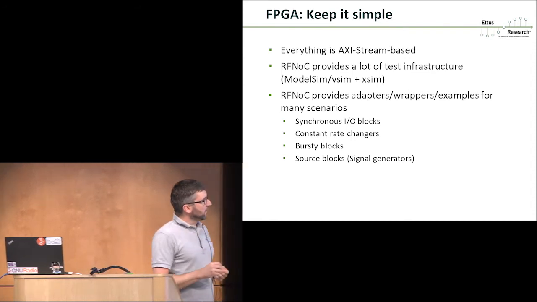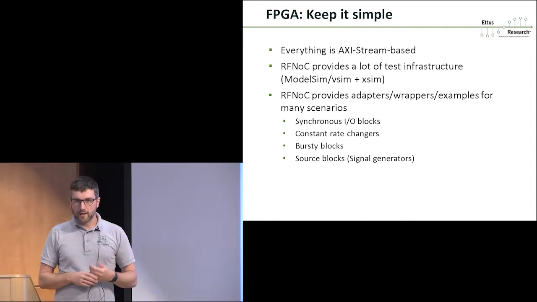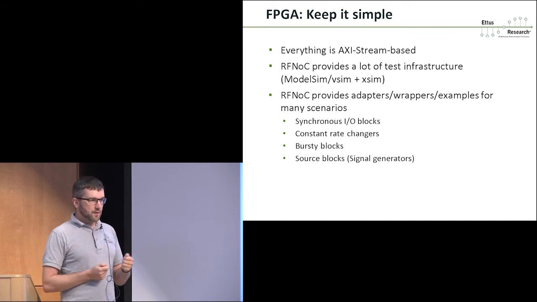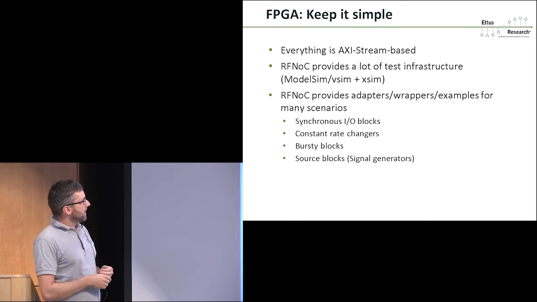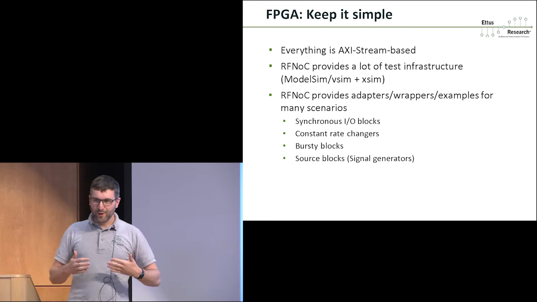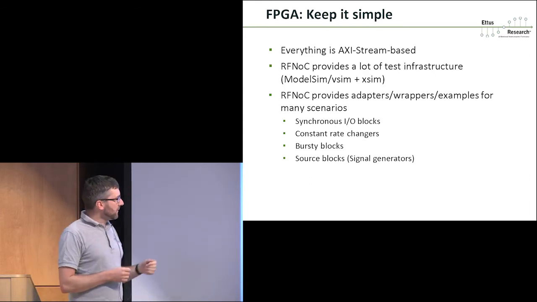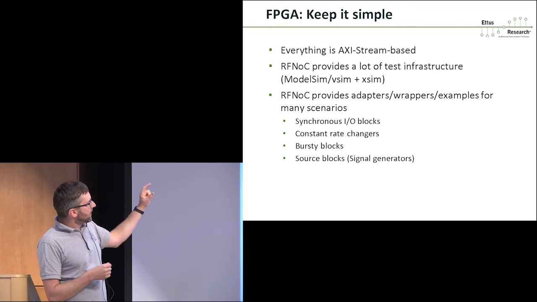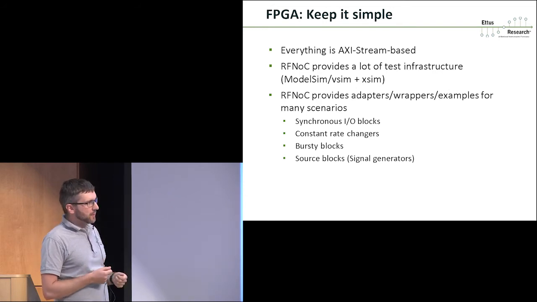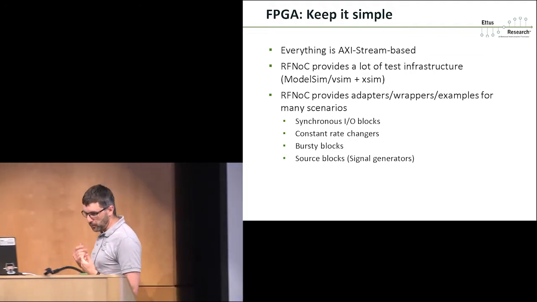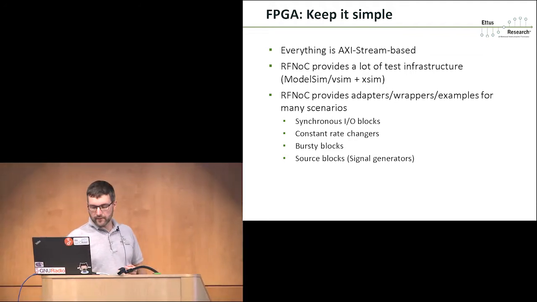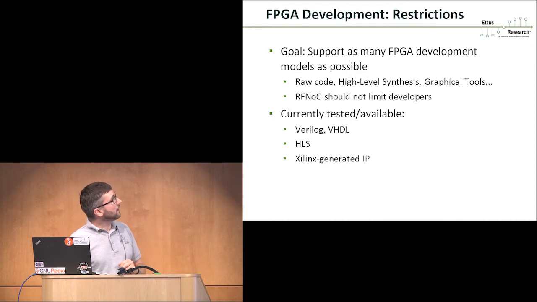A couple of things to keep in mind when you're developing. Everything is AXI stream. I said that before. So if it's not AXI stream, then you have to go through some hoops to make it AXI stream, but we also provide examples for that. And there are many cases, like in GNU Radio, you have the sync block and the sync decimator, et cetera, et cetera. We try to sort of mirror that a little bit, and we have wrappers that will take care of decimation, interpolation, and streaming to bursty conversions for you. Also, we have an example of a source block, so it has no inputs, it only has outputs, and generates data.